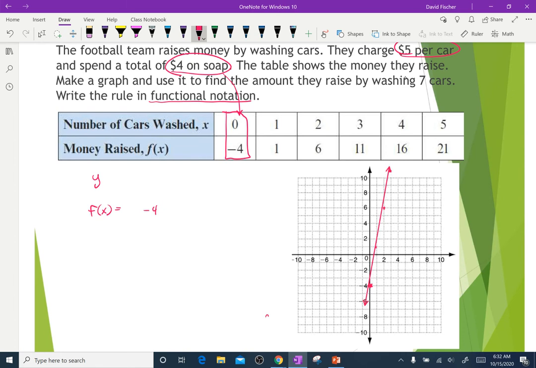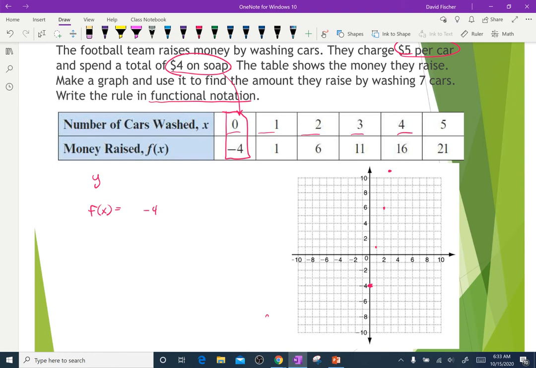Now, they did give me some numbers here. And now that I'm thinking about it, common sense would say you can't wash a part of a car. So it's either 1 car, 2 cars, or 3 cars. So I want to erase that line because that line would not make sense on my graph. Now, we have to write an equation for this in function notation. And then we also have to say how much money they raised by washing 7 cars. Well, it'd be really hard to tell because our graph paper doesn't go up that high. So we want to use our equation.